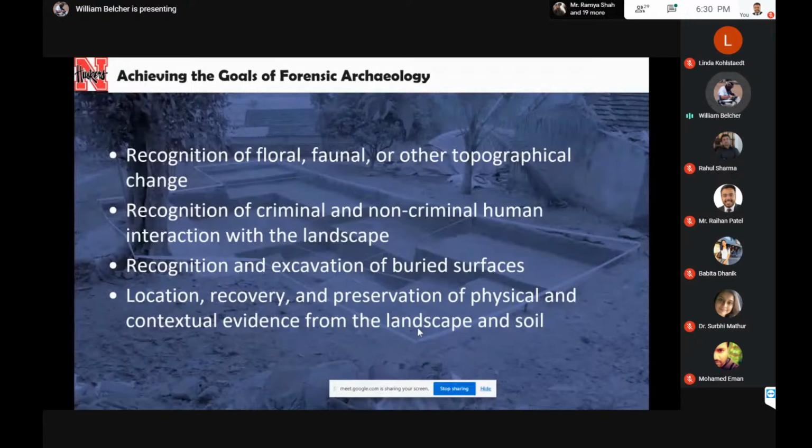So that's an interaction of some aspect of things that are going on. So we want to recognize an excavation of these buried surfaces, and then we want to be able to locate, recover, and preserve the physical and contextual evidence, how things fit together from the landscape and the soil. So how do we recognize?